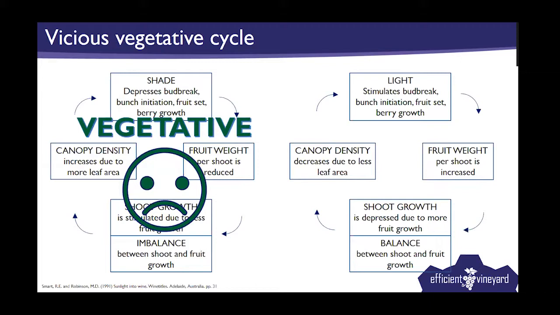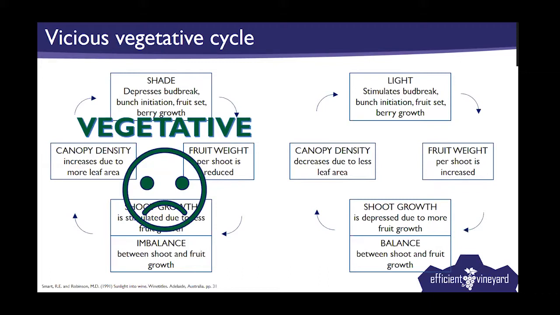On the right-hand side, this is really what we want to achieve. So balanced vines are going to produce enough foliage to mature their crop in the given season, to ripen off next year's fruiting wood, and to store sufficient starch to support the following season's initial growth. So we talked about that before.